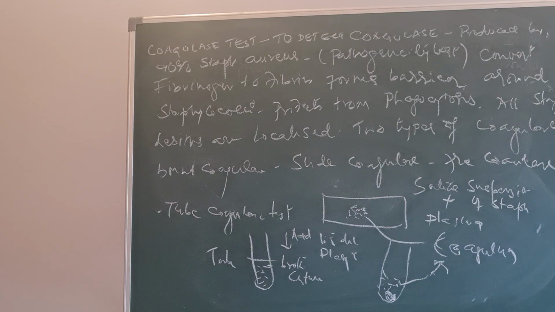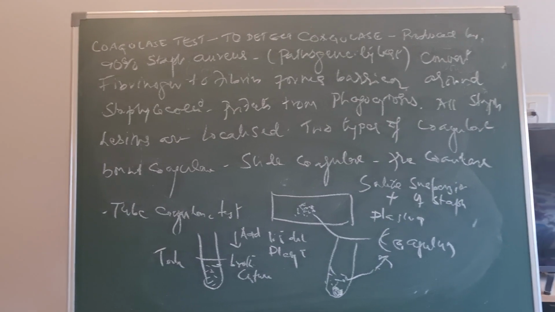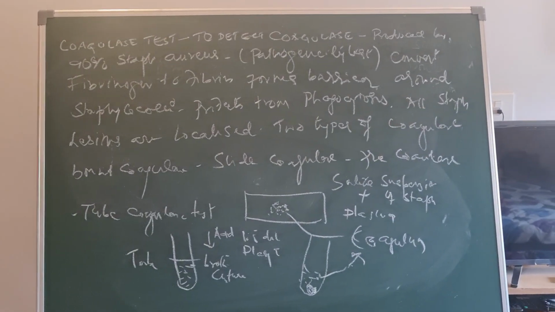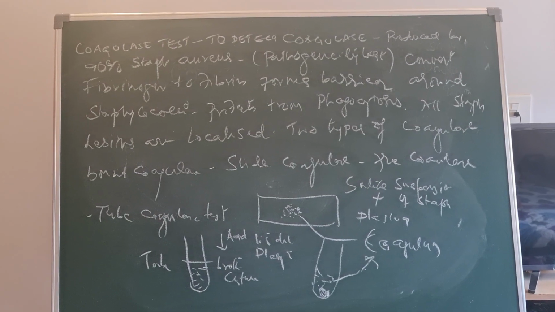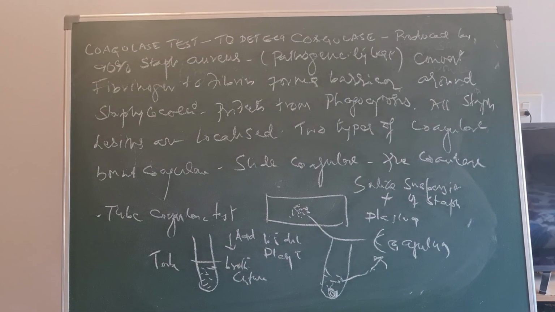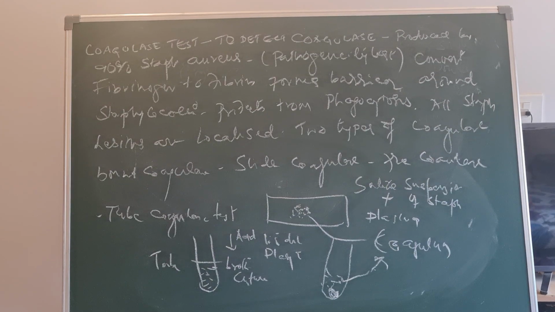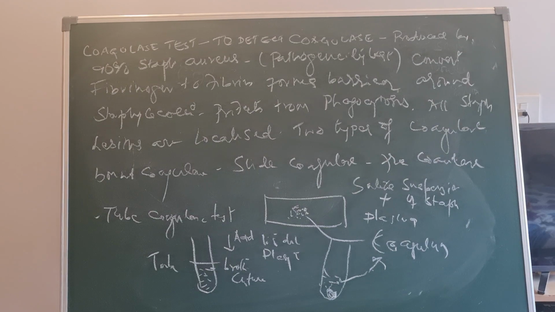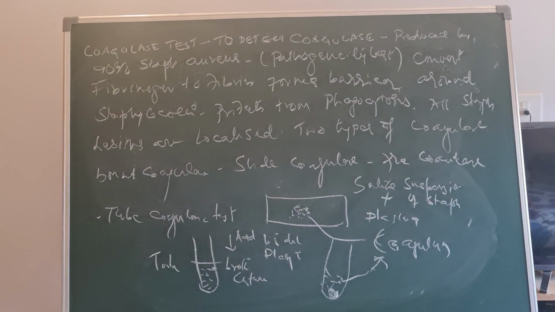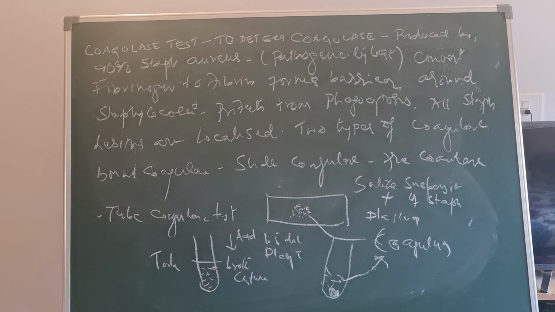Now, there are two types of coagulase in staphylococci. One is bound coagulase, an integral part of the cell wall of staphylococci, and the second one is free coagulase. Bound coagulase is tested by taking a saline suspension of staphylococci and adding undiluted plasma. There will be clumping. Whereas tube coagulase is tested by taking broth culture of staphylococci, adding 1 in 5 diluted plasma, incubating at 37 degrees for 4 hours. There will be formation of a thick coagulum at the bottom of the tube.